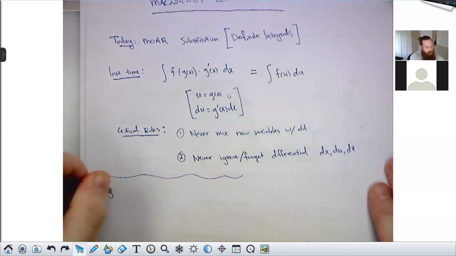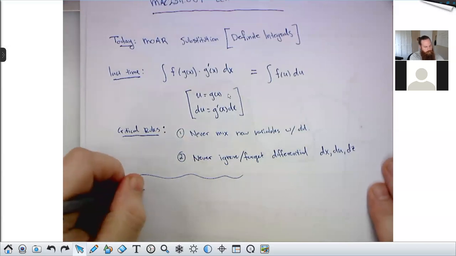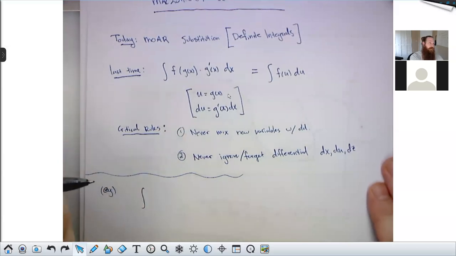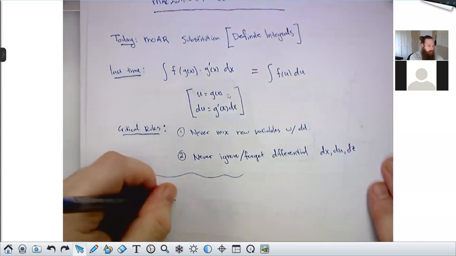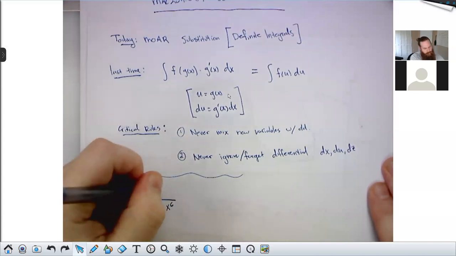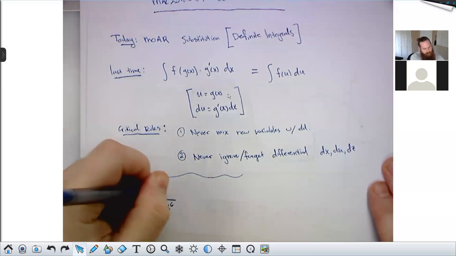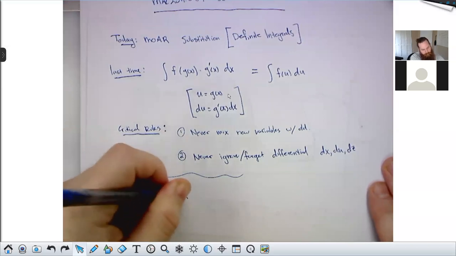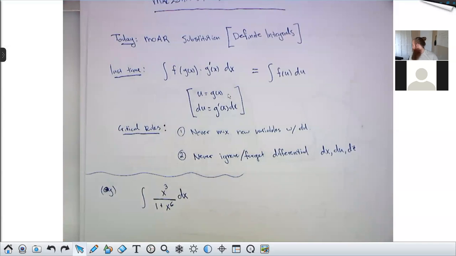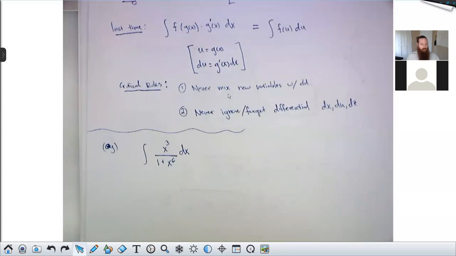So an example of the sort of thing we were doing last time, I could ask you to integrate something like this. No, kitty. Please don't do that. That's so distracting. Sorry, my cat's driving me nuts.